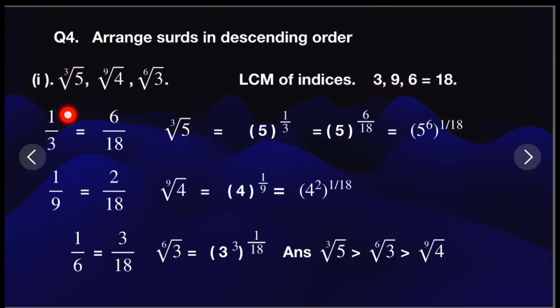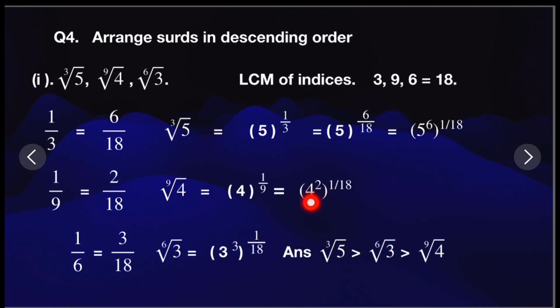So first take this 1 upon 3. So this becomes 6 upon 18. 1 upon 9 becomes 2 upon 18. 1 upon 6 becomes 3 upon 18. So take the first surd. This is 5 raised to 1 upon 3. 1 upon 3 becomes 6 upon 18. Take the 6 inside the bracket, you will get a value like this. Similarly, do for all the 3 surds.